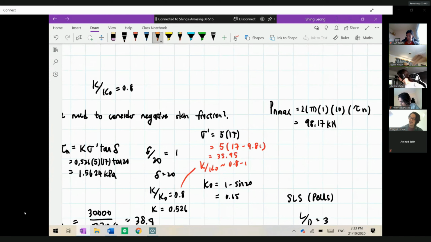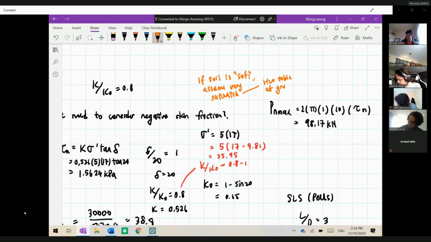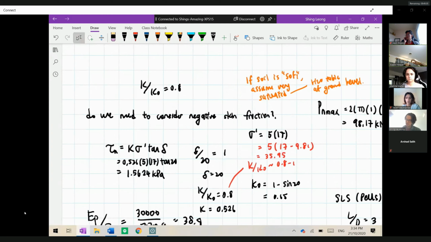Yeah, so we can assume that one, because clay is very soft. Assume the water table is at ground level, that is implied. So now you have deducted that one. It's not a big value, but you will still see it could be significant, because the pile will be very big. Now, okay, you have gone there.